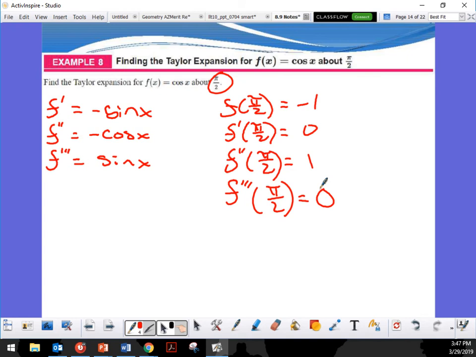Wait, should it be? Yeah. I counted it. I think I accidentally did, yeah, it should be function 0 and then negative 1, 0. Cosine at pi over 2 is 0, right? Yeah, but that's f double prime. Oh, you're right, you're right. Sorry, thank you. It just moves. Cosine, so it should be 0.